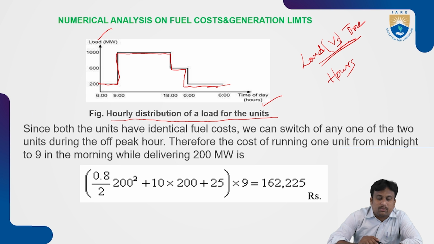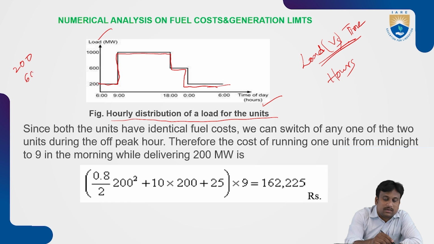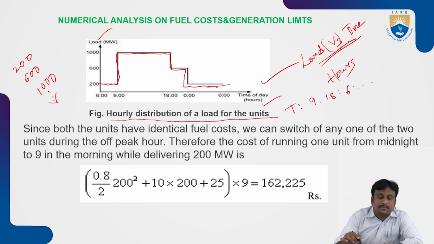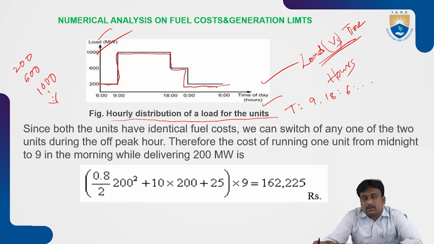For example, the load consumptions are 200, 600, 1000, and so on. The load will take place like this. Here the time of the day is considered in hours, so the time factor may be 9, 18, 6, like that. It follows for the given period of time how the load will be considered. That will be given here.